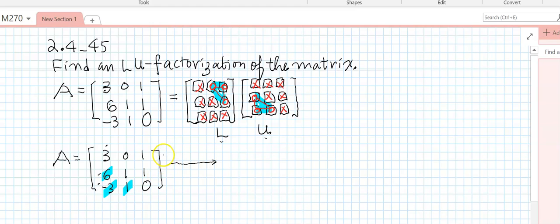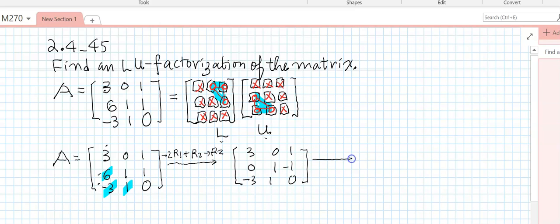So negative 2R1 plus R2 goes to R2. So 3, 0, 1, then it's going to be 0, then 1, and negative 2 plus 1 is negative 1. And then negative 3, 1, 0. Now, because I want to write this with elementary matrices, this is E1.